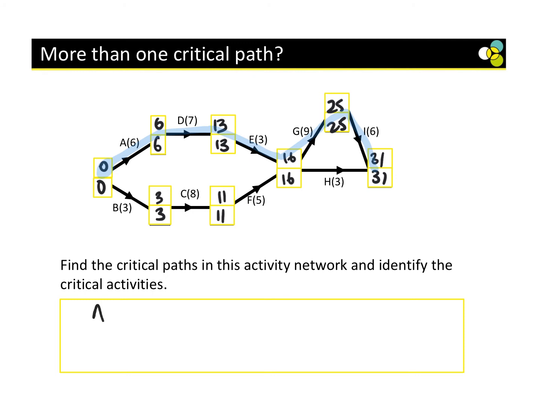Okay, so A, D, E, G, I, or B, C, F, H. You might go B, C, F, G, I, and you could be A, D, E, H. That's also acceptable, okay? But basically, all of them are critical activities.